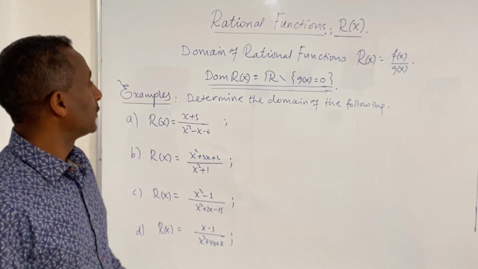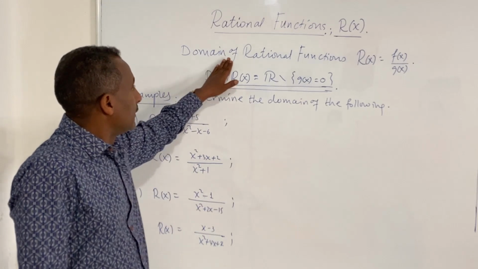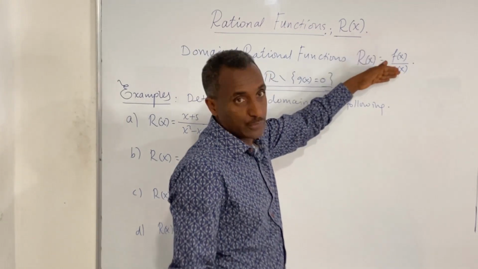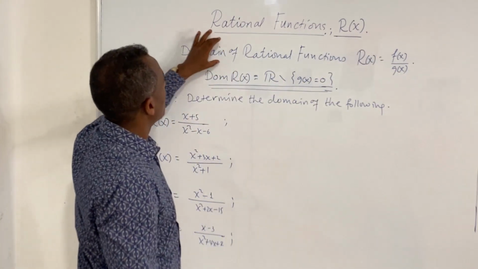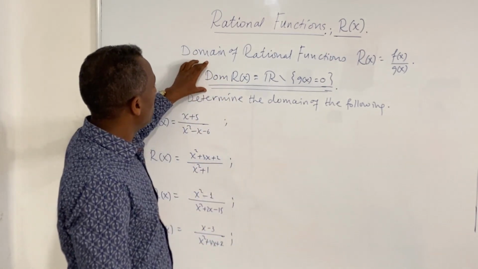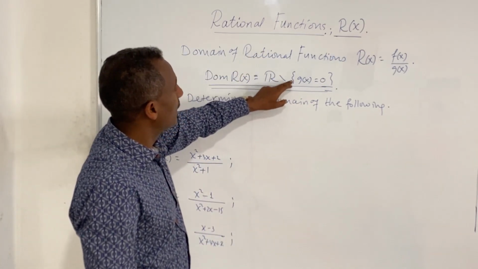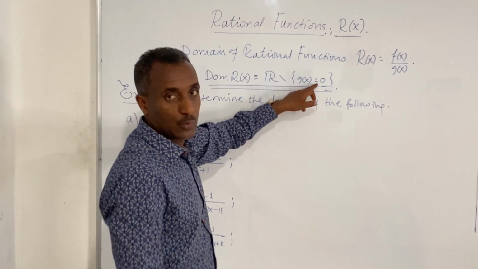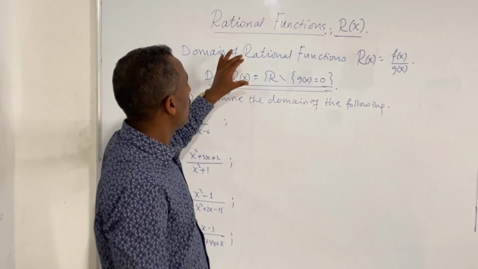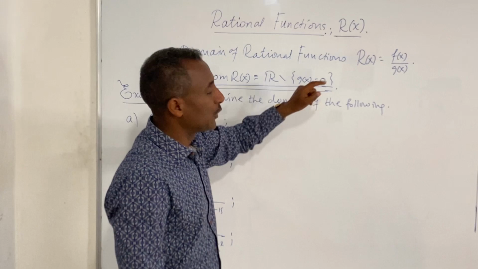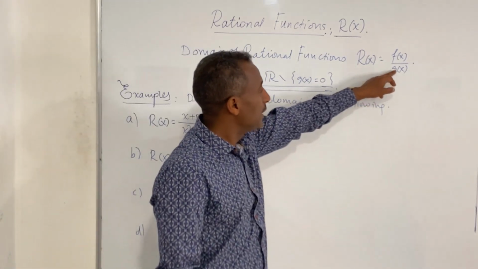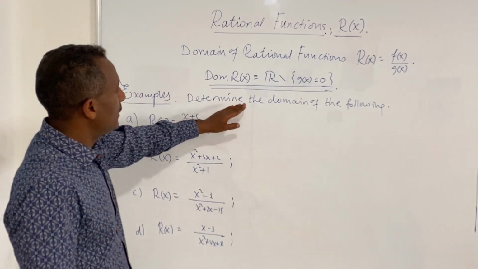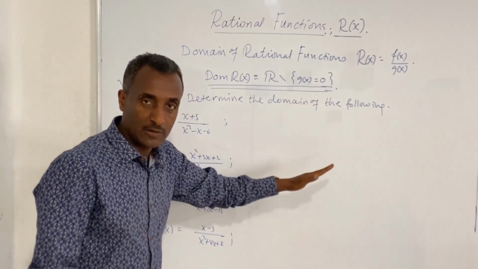We start from the very definition of rational function. A rational function R of x is simply the ratio of two polynomial functions, f of x over g of x. So what will be the domain of rational function R of x? The domain of R of x is all numbers except the numbers that make g of x equal to 0. Okay, so example. Determine the domain of the following rational functions.